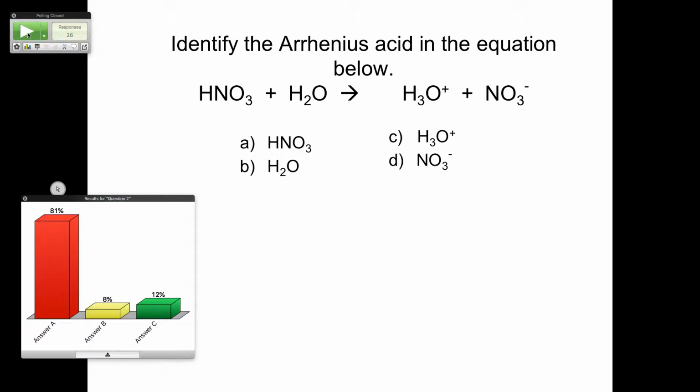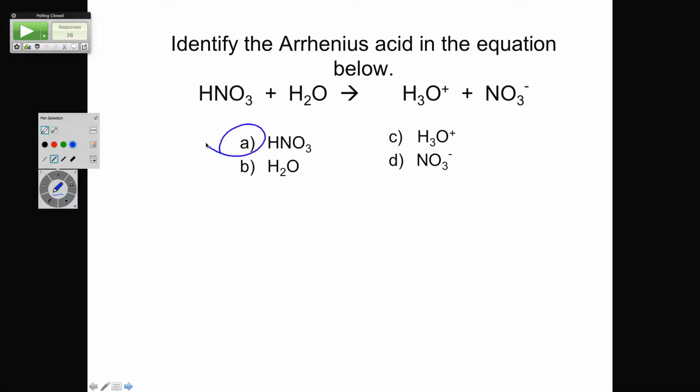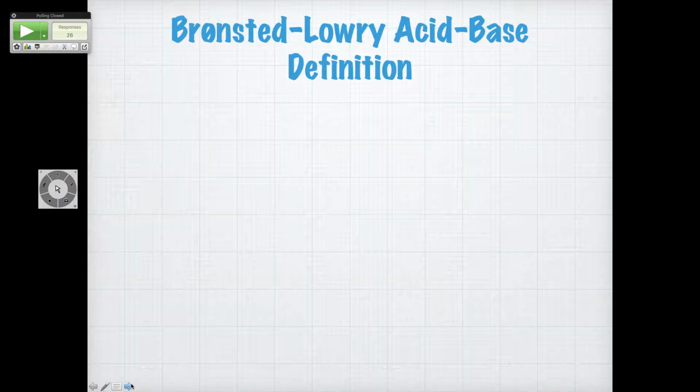Yes, it's A. It's nitric acid. This compound is giving an H plus to this one, and then here's what you get. Who wanted to pick H3O plus because you learned that hydronium ion is an acid? That is not the acid. That is what we call the conjugate acid, and we're going to get to that. I feel your pain.